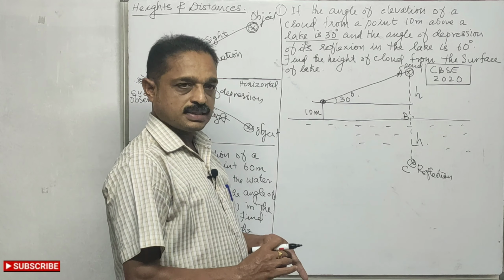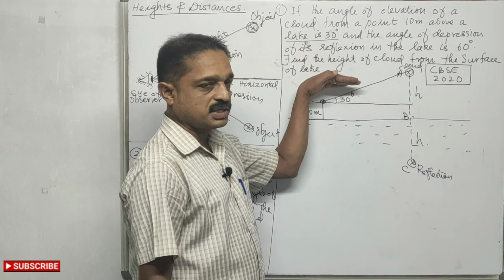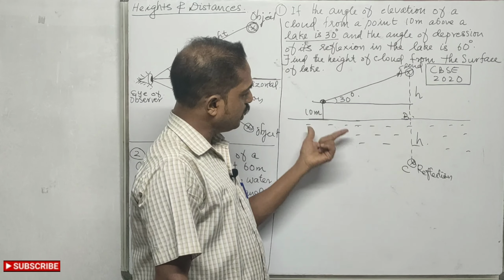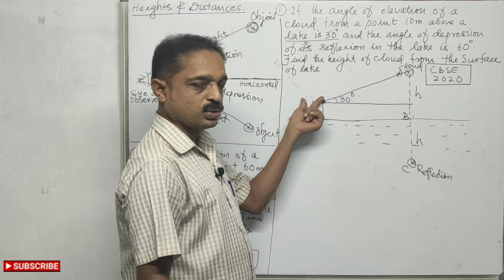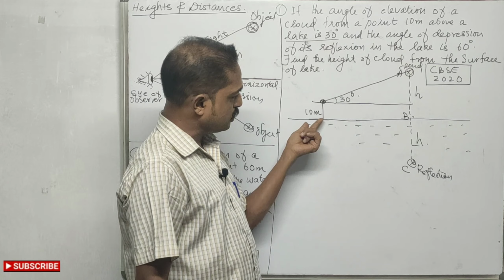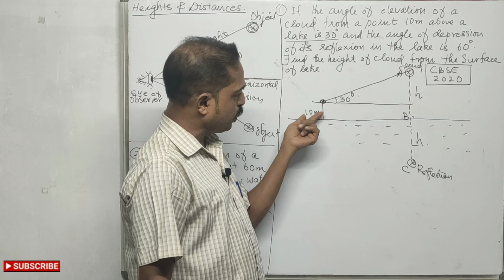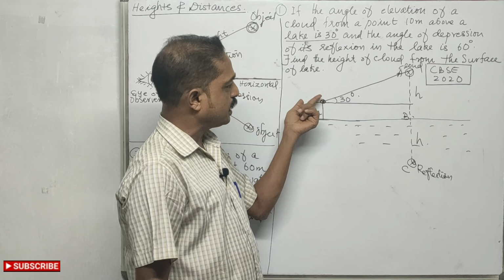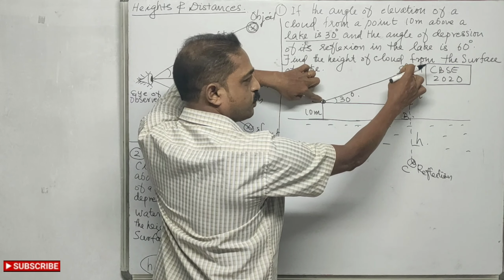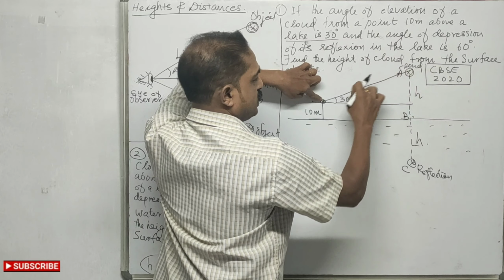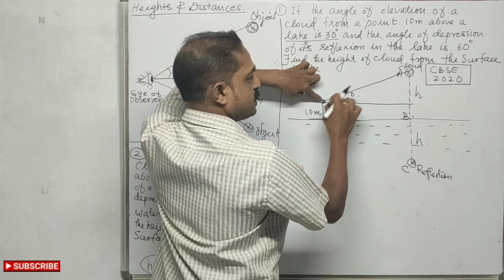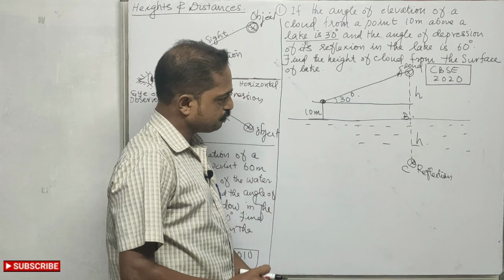You must understand one thing, that the angle of elevation and angle of depression both are measured from the horizontal. From a point 10 meter above the lake, the angle of elevation of the cloud is 30. So this is the surface of the lake, and from a point 10 meter above the surface of the lake, that means from this point, the angle of elevation of the cloud is 30. This is the line of sight and this is the horizontal. So this is the angle between line of sight and horizontal, which is 30 degrees.